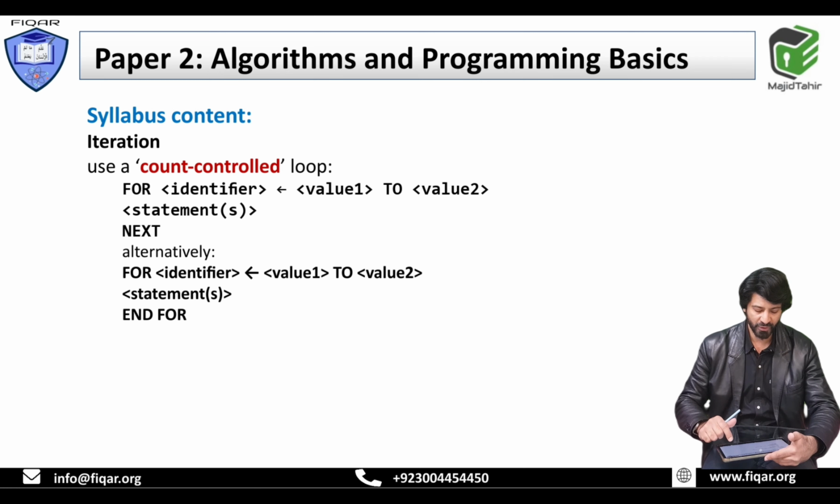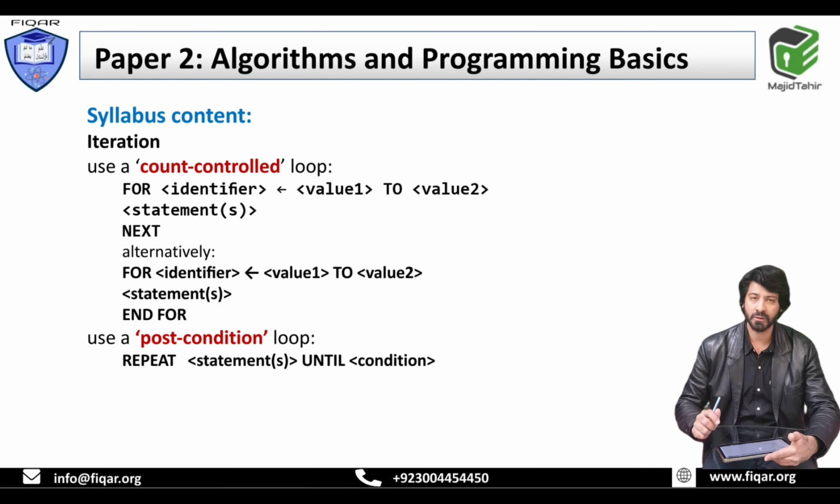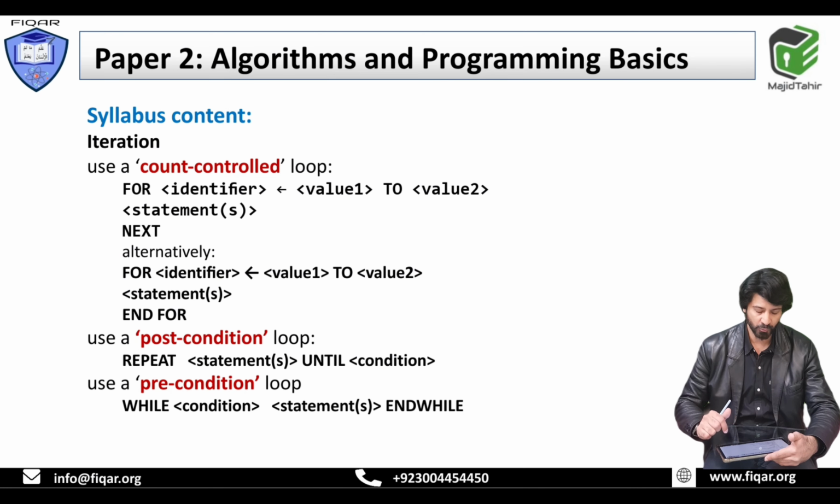There are three types of iterations we are using today. Count controlled loop, which is for loop. So the for construct has two types, for to next, and we can alternatively use for to and end for. Then we have another loop which is the post condition loop. We call it repeat until. And the third loop that we'll be talking about today is the precondition loop, which we call while, do and while.